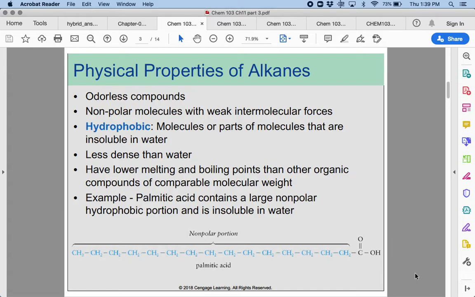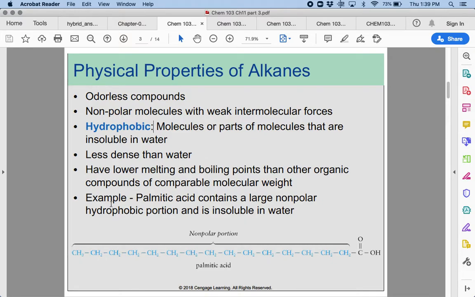Water is polar. Alkanes are nonpolar, which means we can say that alkanes are what we call hydrophobic, which means they're afraid of water, or basically that they're not soluble in water. They will also be less dense than water, which means they'll float on top of the water.